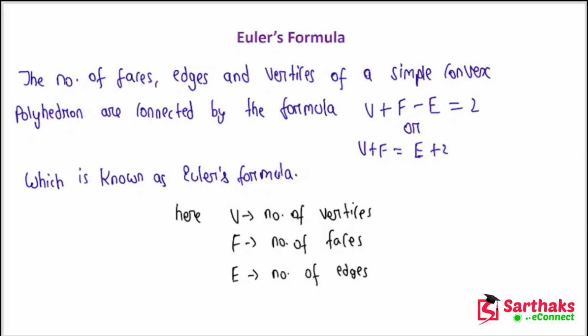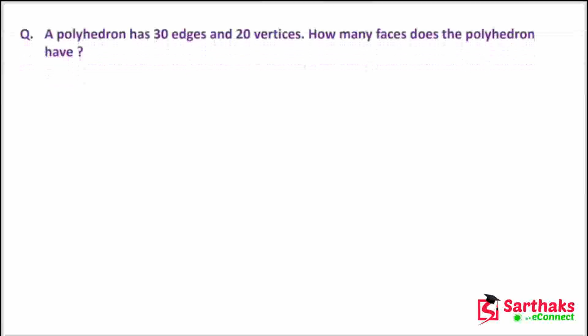So let us have some questions on how this Euler formula can be used and how questions can be asked on this particular concept. So let us see the first question. A polyhedron has 30 edges, which is basically E, 20 vertices, that is V. How many faces does the polyhedron have? So it is a very simple question on direct formula.